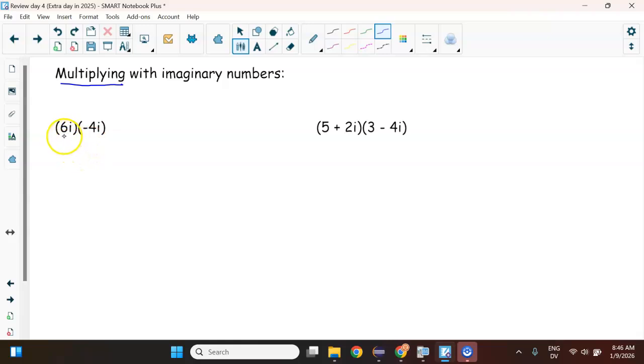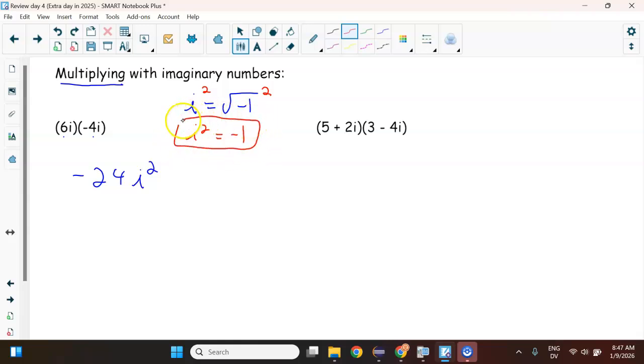All right, so the first one's pretty straightforward. You just multiply -6 times -4, and i times i is i squared. And then remember our definitions. I think this is on your formula sheet for this test, but i is the square root of -1. And so if you square that, then you have i squared, and the root and the square cancel out. So i squared is -1. So basically, anytime you get i squared in these questions, you just replace it with -1, which means this cleans up to be -24 times -1.